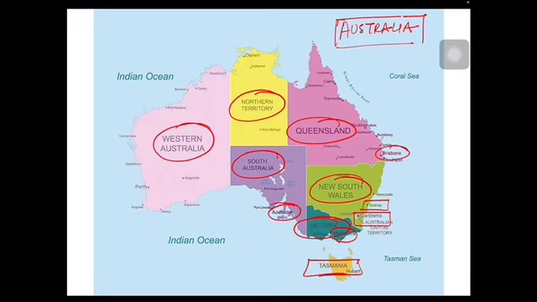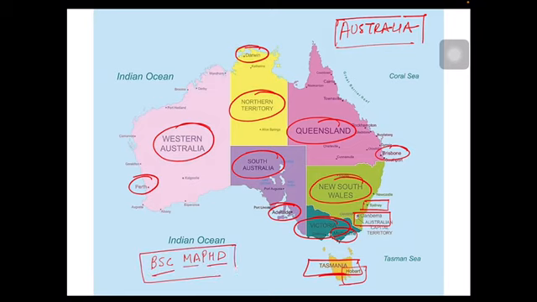Adelaide, then come to Perth, and then to Darwin, and one more city is Hobart. There's one very famous mnemonic: BSc, MA, PhD. B for Brisbane, S for Sydney, C for Canberra, M for Melbourne, A for Adelaide, P for Perth, H for Hobart and D for Darwin. With the help of this, you can remember the important cities, right?